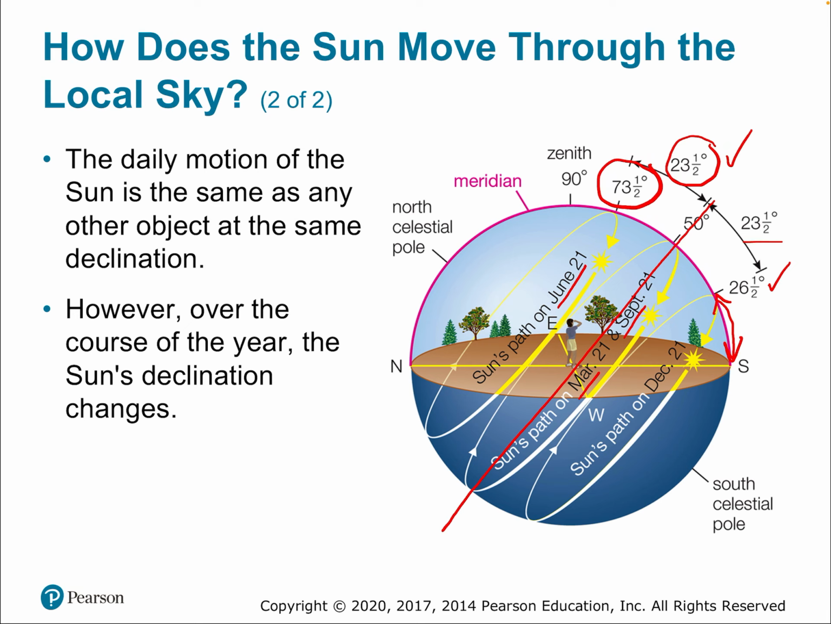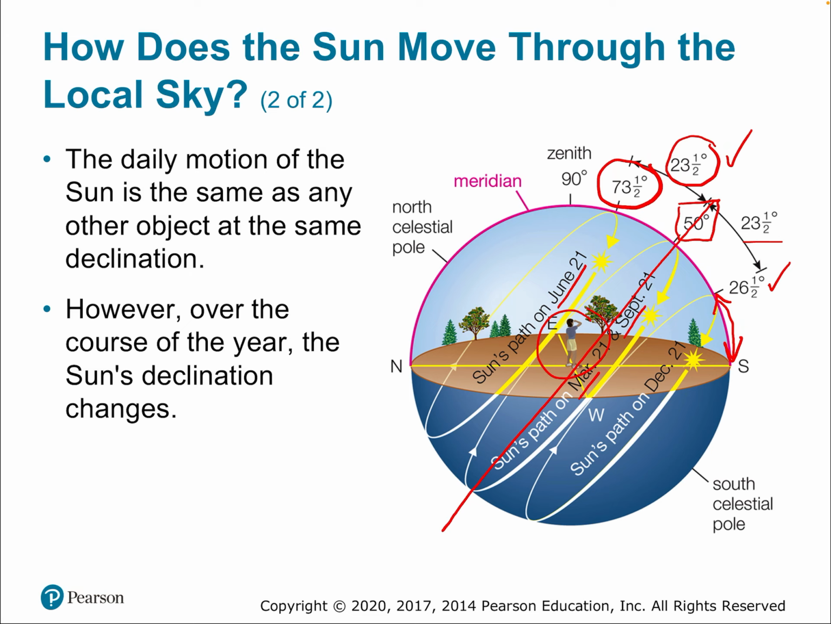And here's a question. What is the latitude of this person? Because we can think about the celestial sphere with its declination and its right ascension, but what is the actual latitude of this observer with their local sky shown? Well, we know it. It's 50 degrees. So this particular individual is standing at a latitude of 50 degrees.